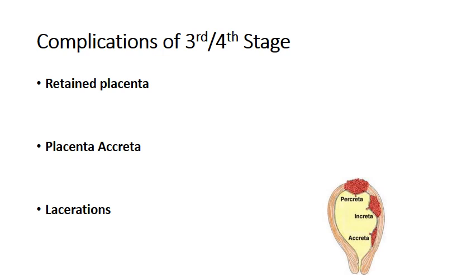And depending on the extent of the penetration, mom might actually have to have a hysterectomy. And the biggest problem with these accretas is hemorrhage. And lastly, lacerations of the cervix, perineum, vagina, and we can detect these by seeing bright red bleeding even with a contracted uterus. And once again, moms can lose a lot of blood this way, so we have to be on the lookout.